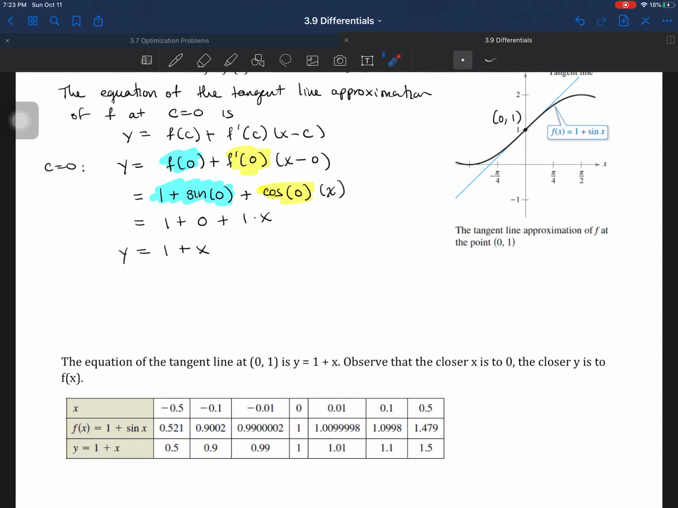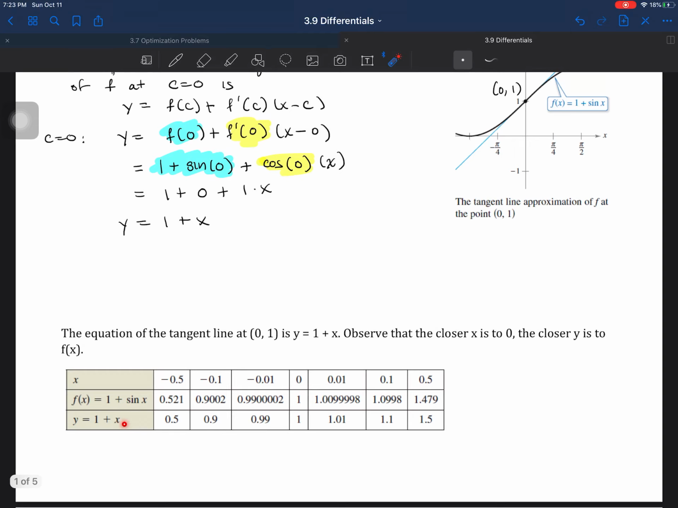All right. So when you plug that into the original function, you get 0.525. For this one, you get 0.9002. For this one, you get 0.990002. This one gives you 1. This gives you 1.0099998. This one gives you 1.09998. And this one gives you 1.4079.